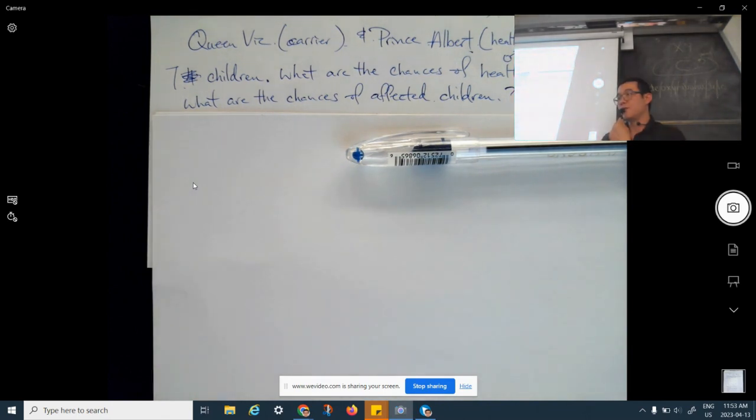Now, if the dad has hemophilia, remember the dad can give an X with a small h and a Y. So in this case, as long as the mom is not a carrier or doesn't have hemophilia, pretty much all her sons would be healthy. If the mom is a carrier, then the daughters would also have a chance of having hemophilia.